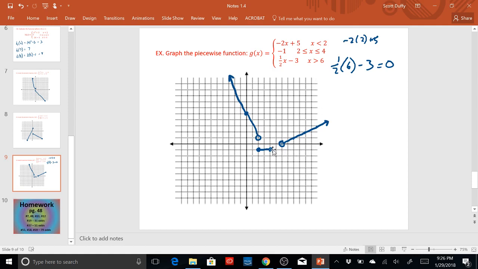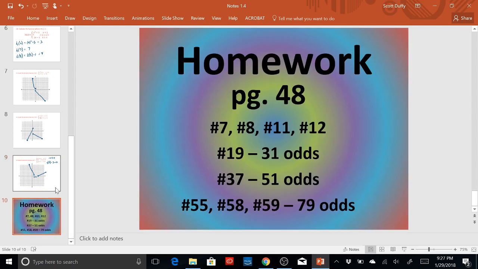So as you can see, there's a gap from where x is greater than 4 to x equals 6. We don't have any values, but that's alright. This is your homework. Please do it as much as you can and be ready to ask questions when I come back if I need to be gone.